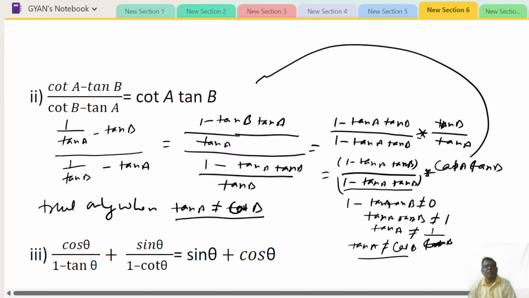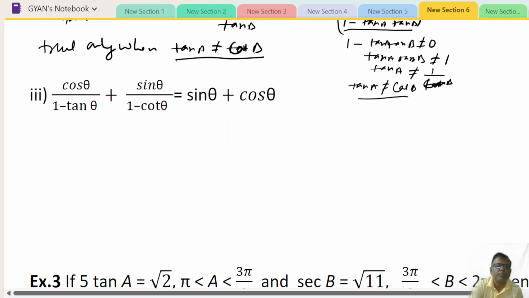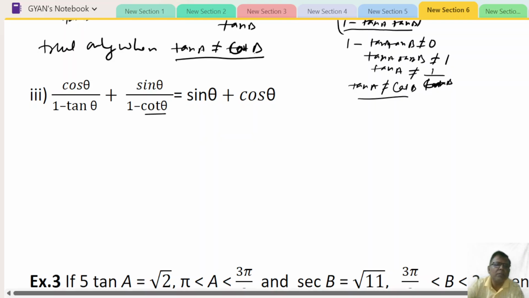So this way you should write the answer. Now come to this question. So what you will do? You do one thing. You convert cot into tan A or sin A cos A better. Then cos theta divided by 1 minus sin theta by cos theta.